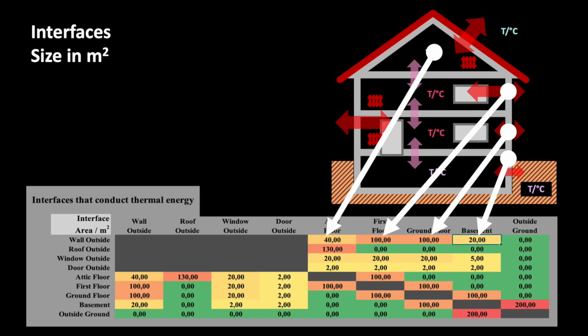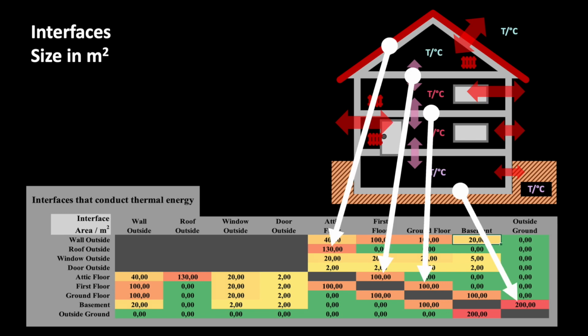The attic floor has a roof area of 130 square meters, which we enter here. The other floors have no roof, so we enter 0 square meters here. However, if they had a roof, then we could put it here. We now proceed in exactly the same way with the windows and doors. We enter the corresponding areas here.